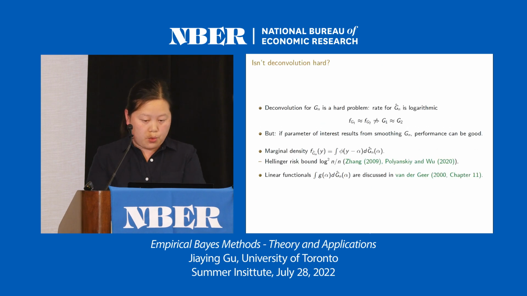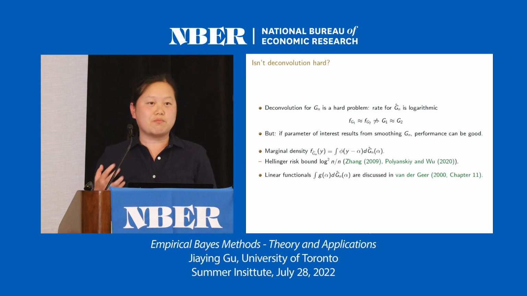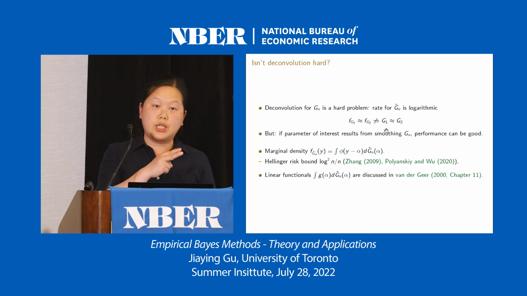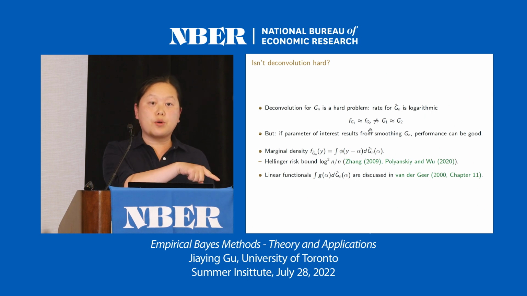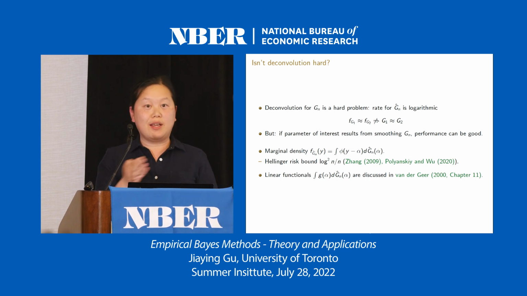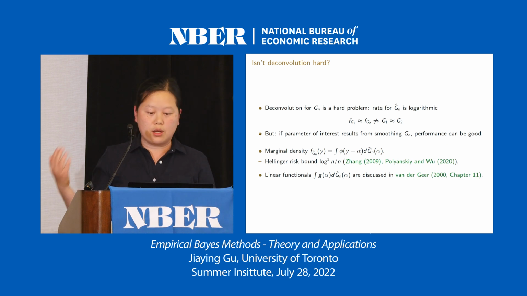And just a quick slide on what some of us probably have as the notion that deconvolution is hard. Deconvolution usually has slow rates. In fact, in the normal mean model, the rate is logarithmic. So it is a hard problem. The reason is that even for two very different G1 and G2, their corresponding marginal densities could be very similar. So you have a hard time using the data to distinguish which G it is. That's why you need an extremely large n in order to have convergence.